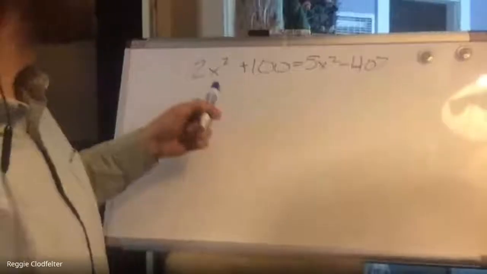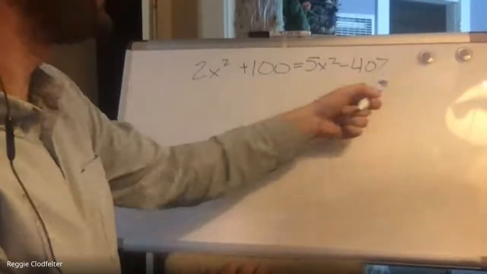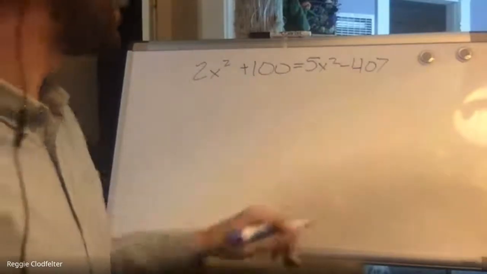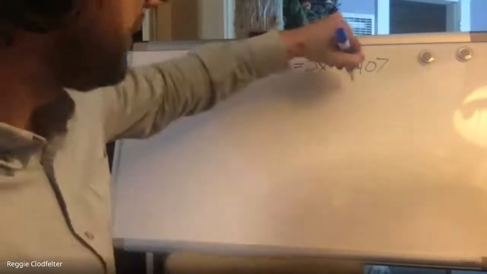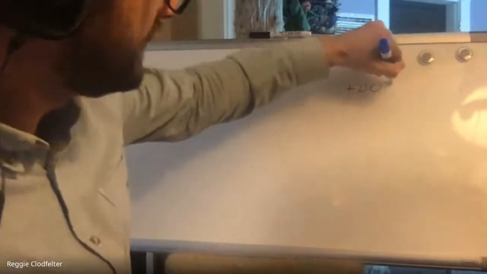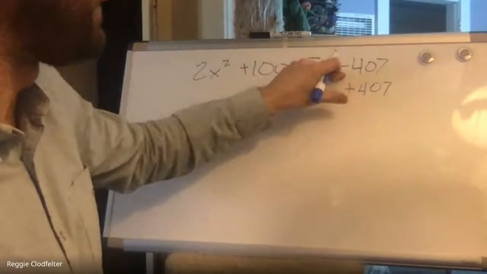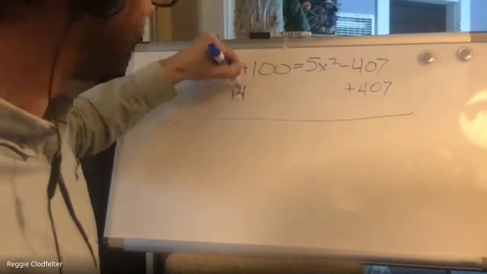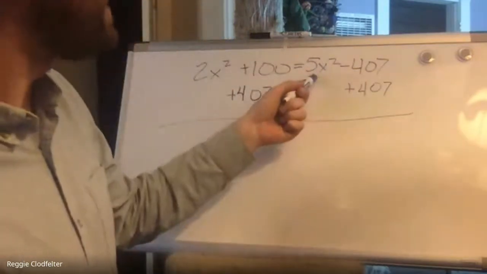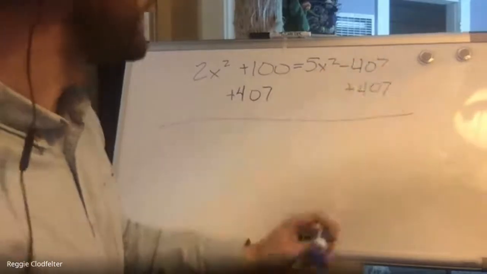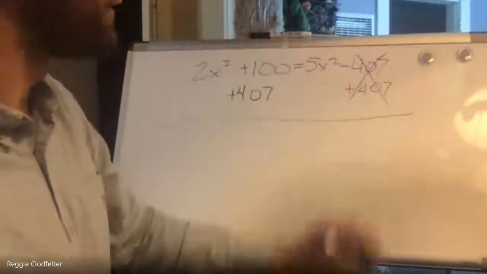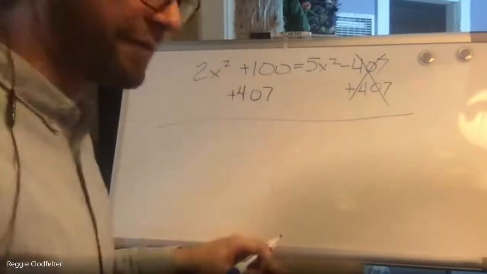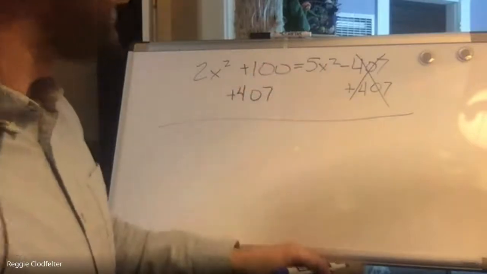All right. Okay, so we have 2x squared plus 100 equals 5x squared minus 407. We're solving for x. We want to get x alone on one side of the equation and a number on the other. So I'm going to start by adding 407, to get rid of the minus 407. I need to add 407 to this side too. So I have 5x squared minus 407 plus 407, and the minus 407 and plus 407 cancel out because they equal 0. Then I have 2x squared plus 100 plus 407. 100 plus 407 is 507.